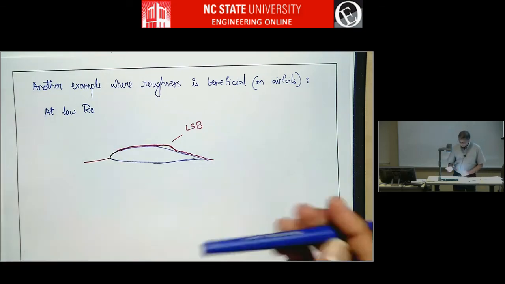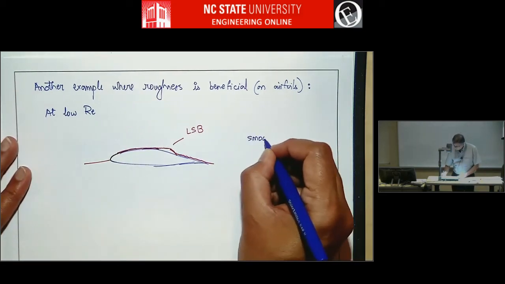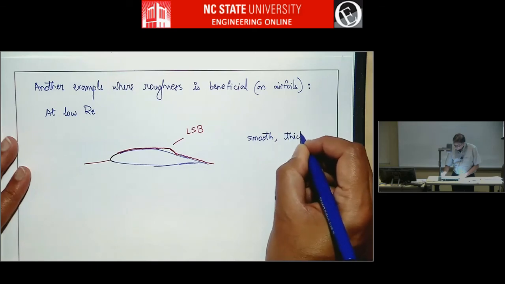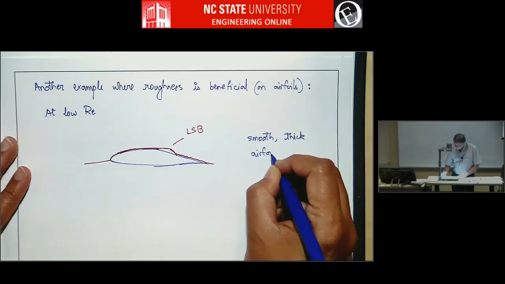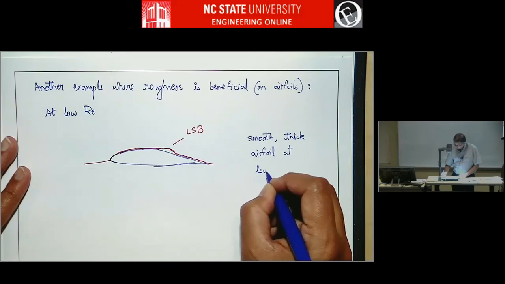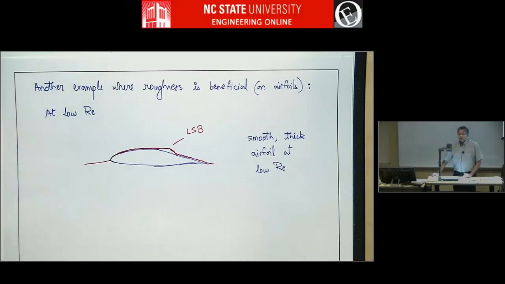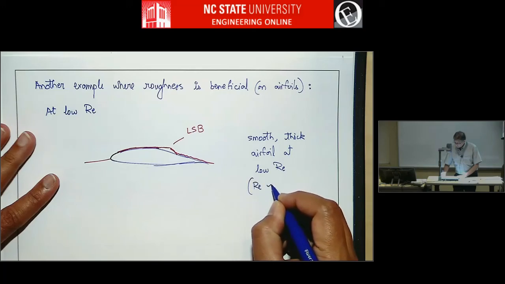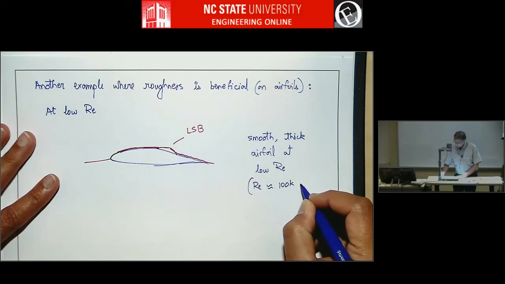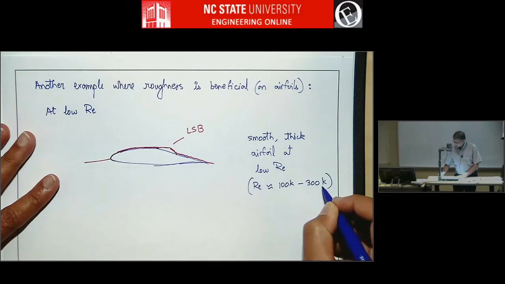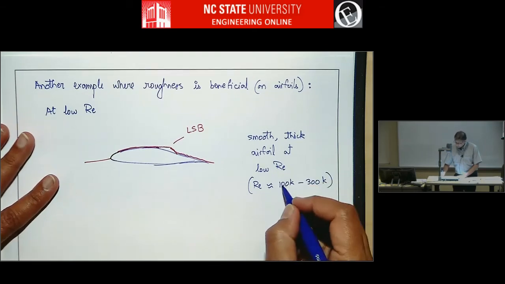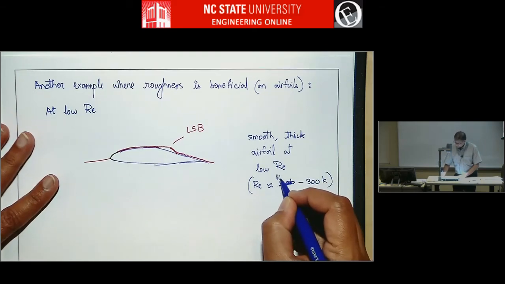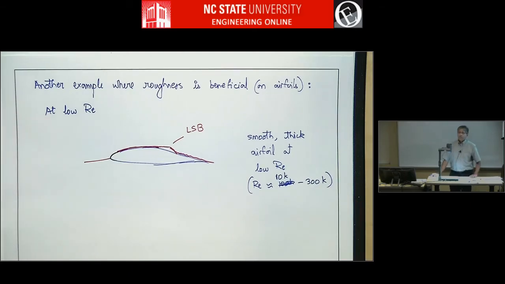So this for example might be a smooth, thick airfoil at low Reynolds numbers. In such airfoils, you will have a laminar separation bubble. There's probably nothing you can do about it. So for example, the Reynolds numbers may be about 100K to 300K or something like that, or even less, let's say 10K, 10,000 to 300,000.